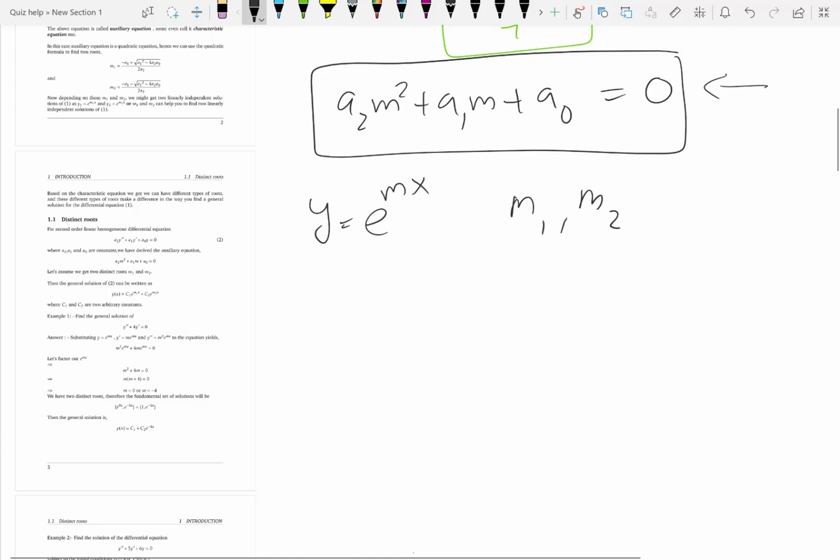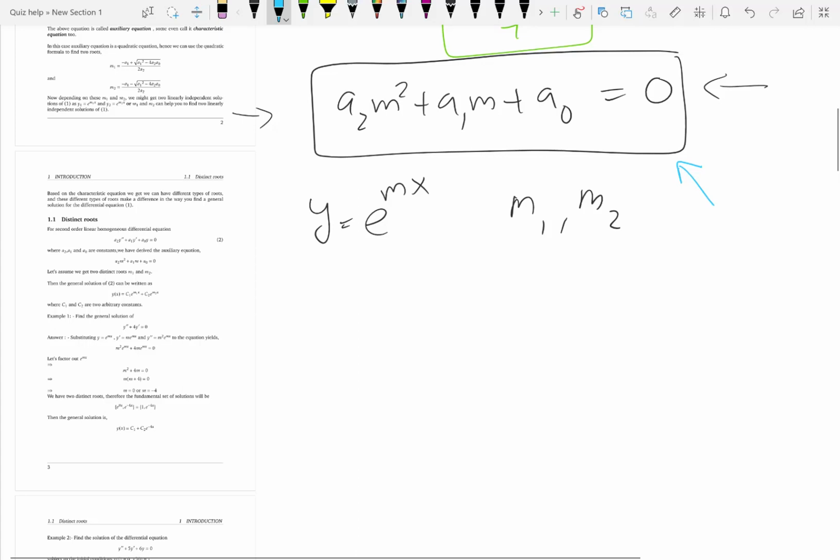Okay, you assume your solution to be e to the mx. You substitute that into your differential equation. Then you get the second degree polynomial or the quadratic equation. We call this the auxiliary equation of the differential equation. So if you have a second order differential equation, you get a quadratic equation. If you have a third order differential equation, you will have a third degree polynomial. Okay, so we call it the auxiliary equation, or some people call it the characteristic equation. When you get the auxiliary equation, you will factorize it, or you will use the quadratic formula, and you will get these two roots.